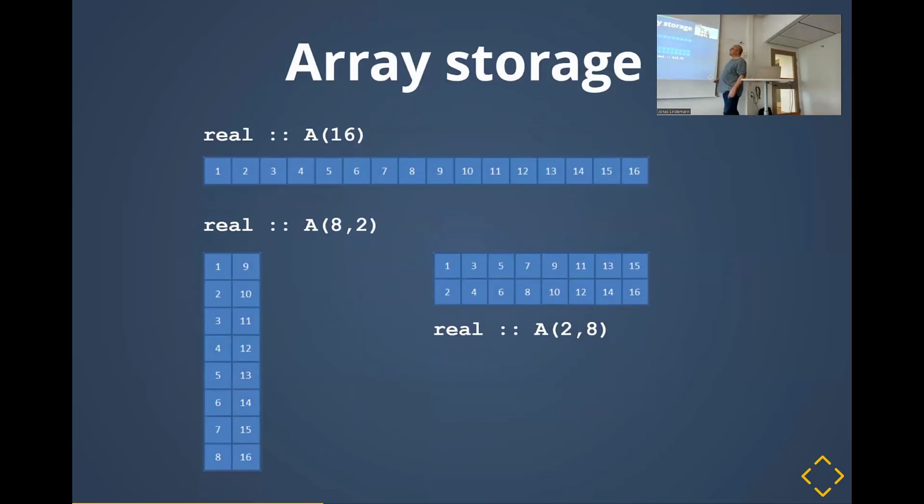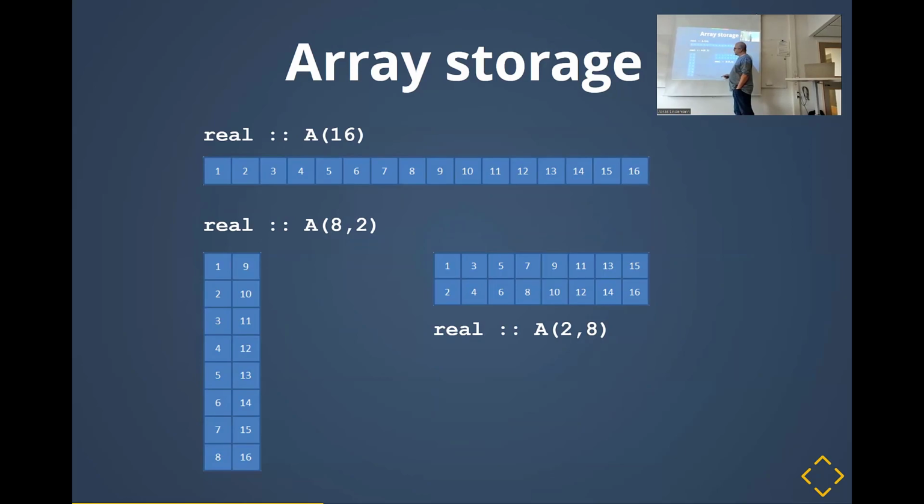Just to explain, if you have a 16-element array stored like this in memory, it's kind of natural. But if you have an array that's 8 by 2, in Fortran it's stored 1, 2, 3, 4, 5, 6, 7, 8, and then it goes up here 9, 10, 11, 12, 13, 14, 15, 16. So these are storage locations in memory. And if you have 2 by 8, they are stored like this: 1, 2, 3, 4, 5, 6, 7, 8, 9, 10, 11, and so on.